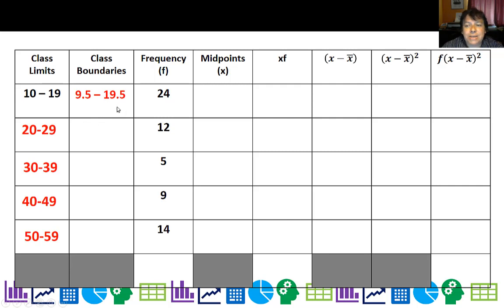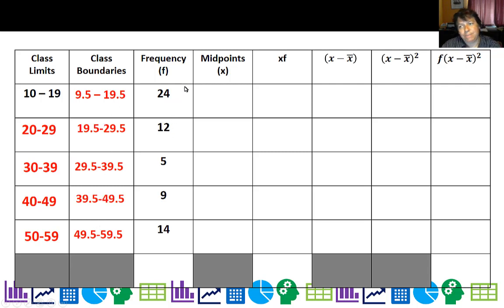Now, after that, it gets a little bit easier because I know this number is going to be the front one. And then I can use class width, which is 10 here. See, 10 to 20. It's not 9, it's 10. So it goes from one lower limit to the other. So I could go 10 here, so 19.5 to 29.5. And then add another 10 here, and here, and here. And so I have all my class boundaries.